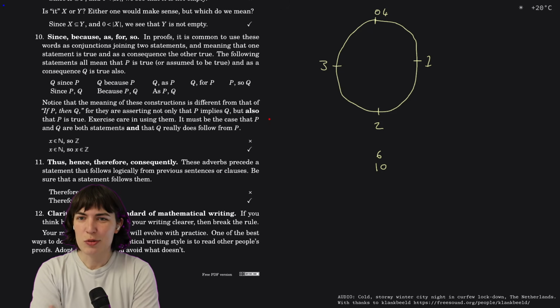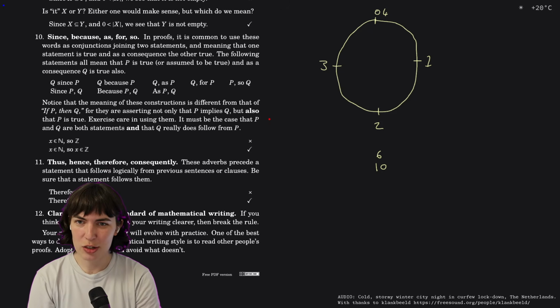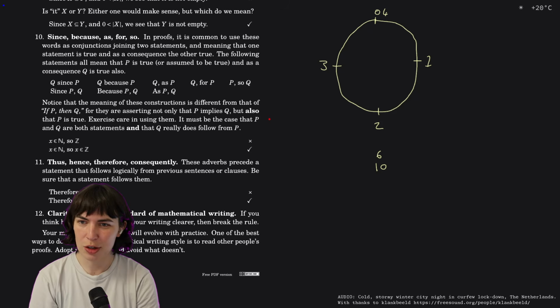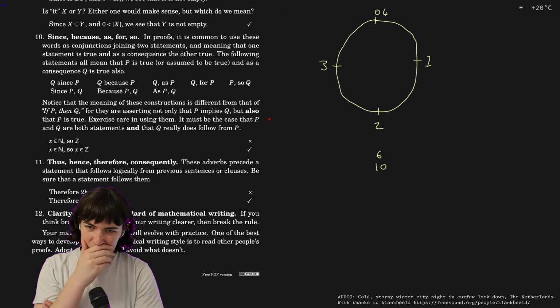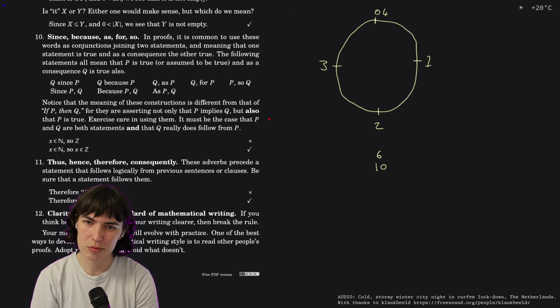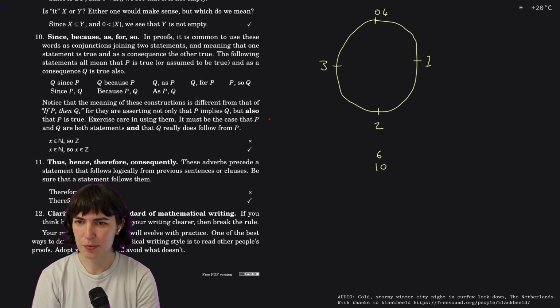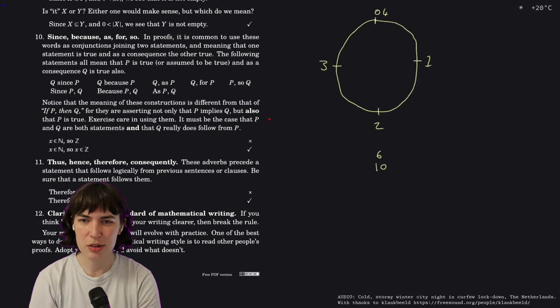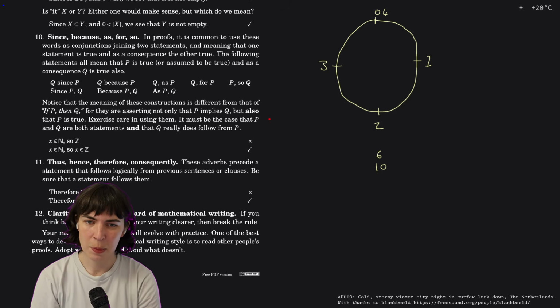Since, because, as, for, and so. In proofs, it is common to use these words as conjunctions joining two statements, and meaning that one statement is true, and as a consequence, the other true. The following statements all mean that P is true or assumed to be true, and as a consequence, Q is true also. Q since P, Q because P, Q as P, Q for P, P so Q. Okay, fine, the order is different.